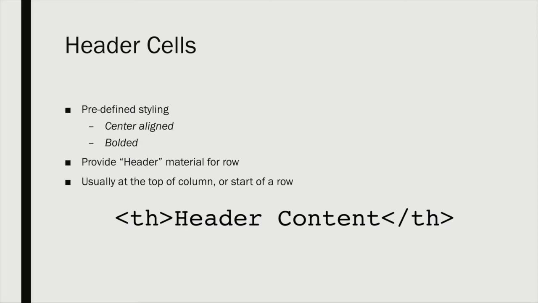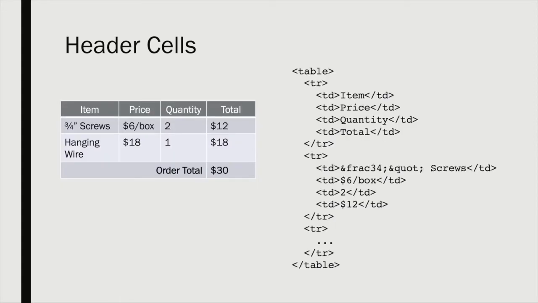For header cells, we are basically modifying a TD tag to a TH tag, or a table header. This has predefined styling of being center aligned and bolded. Basically, it provides the header material for a row or column and is usually at the top of a column or the start of a row. Let's see this in action.